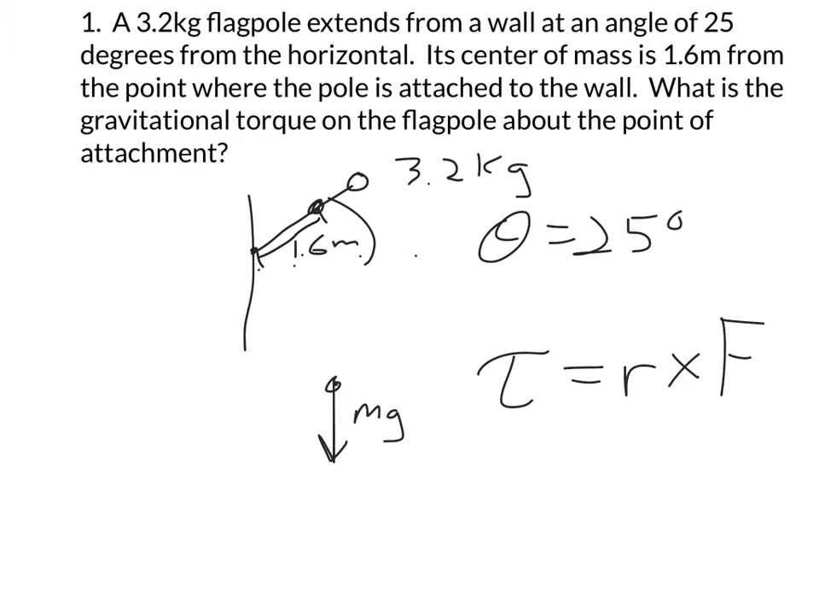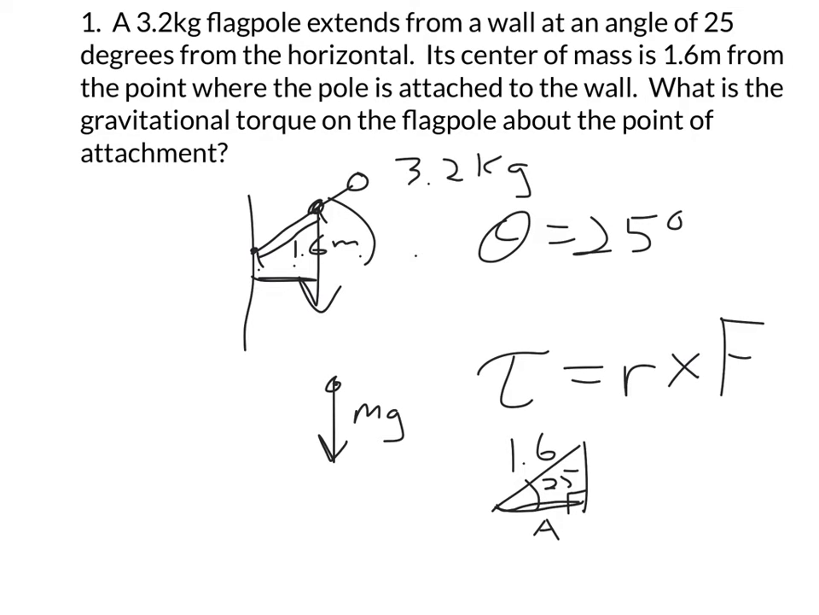Now the cross product means that I can't just use that 1.6 meters because it has to be this perpendicular radius. So to get that perpendicular radius, I'm going to have to draw me a triangle. So this is the 1.6 here, and this is the perpendicular, and that's a theta of 25. And we draw a vertical down here, and we do have a right triangle, so we have a hypotenuse, we need an adjacent, which looks like it's going to be a cosine.